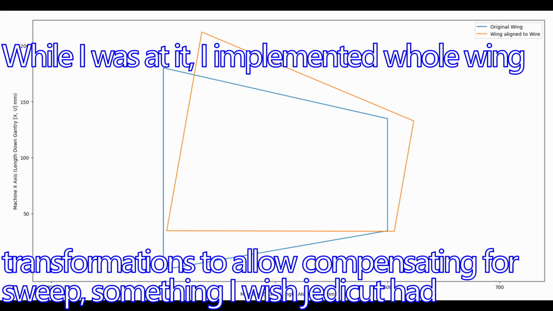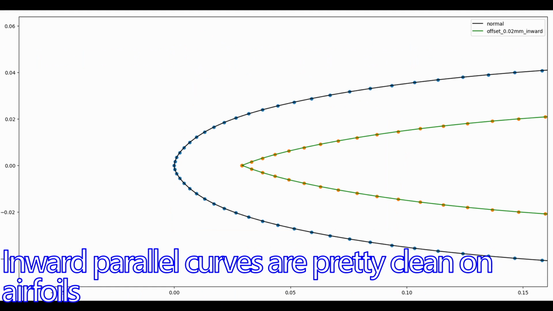So at this point, I ended up implementing a feature that I wish JettyCut had, and that was allowing you to transform the actual cut section in 3D space. That way you can align and adjust for a sweep. So in highly swept wings, you can rotate it so that it doesn't end up pulling the gantries as far apart as you'd end up doing if you just kept the sweep in.